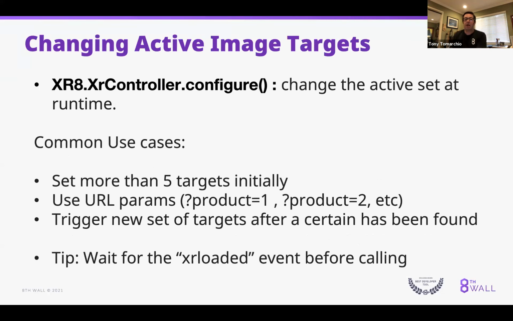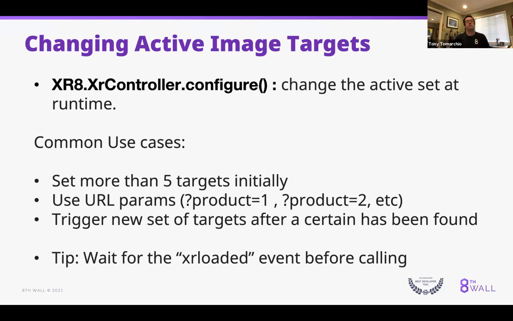Okay. Now, changing active image targets. I mentioned some of this before, but this is where the configure API comes into play. And again, you can auto load up to 5 image targets. So if you want to have 10 to start, then you would have a call in your code that calls configure, and you would pass it along that list of your 10 image targets. The Magic Photos project in our project library uses this technique as well.